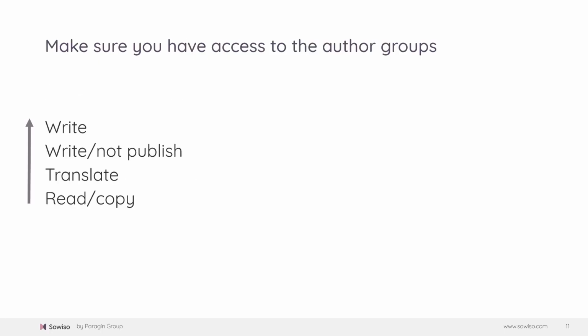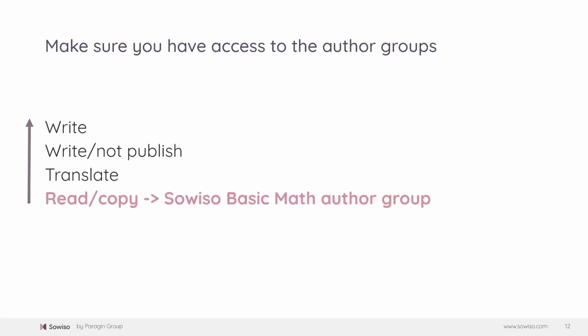Now, we need to make sure that you have the right access. There are 4 levels of access to an author group, starting with read and copy, that is the lowest access. Then we have translate, write but not publish, and the full writing access. And with the full writing access, you can do anything you want in the author group. In this case, if you want to have access to a Sowiso course, so you can make a copy of your own exercise or your own chapter, you're going to need read and copy access to the Sowiso Basic Math author group in this case, and this is because the exercise that I showed you on ratios belongs to the Basic Math author group.